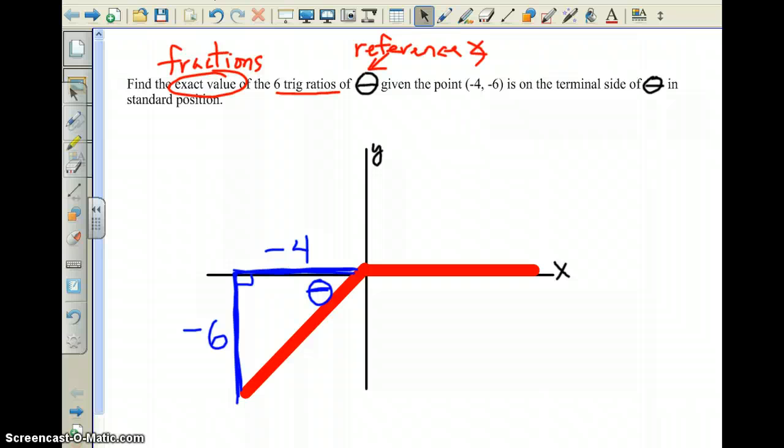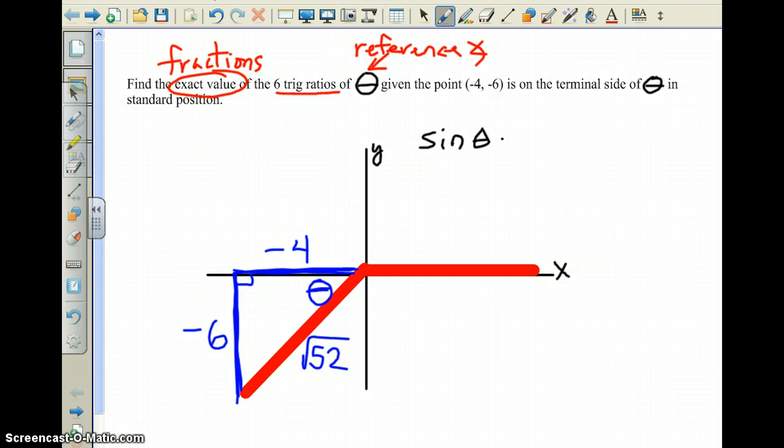And once we have those two sides, we could figure out the hypotenuse of our triangle by doing Pythagorean theorem. 6 squared plus 4 squared, which will be 36 plus 16, which will be 52. So this will be radical 52. And now our picture is all set up. Now the easy part comes along. We're just going to give our 6 trig ratios.